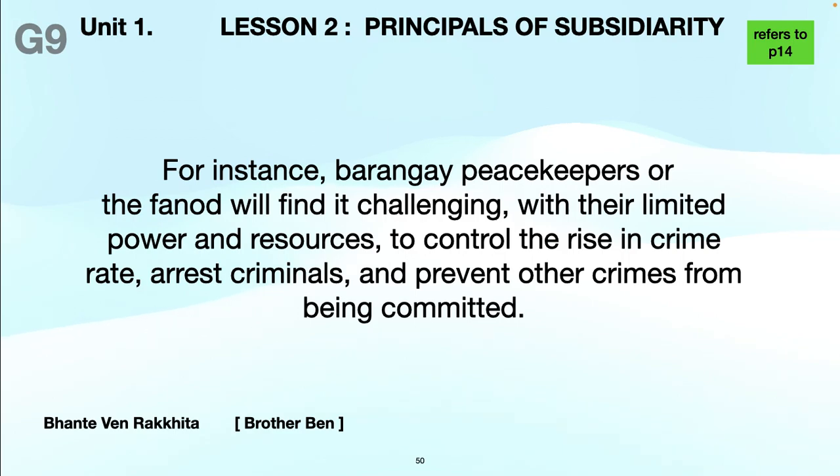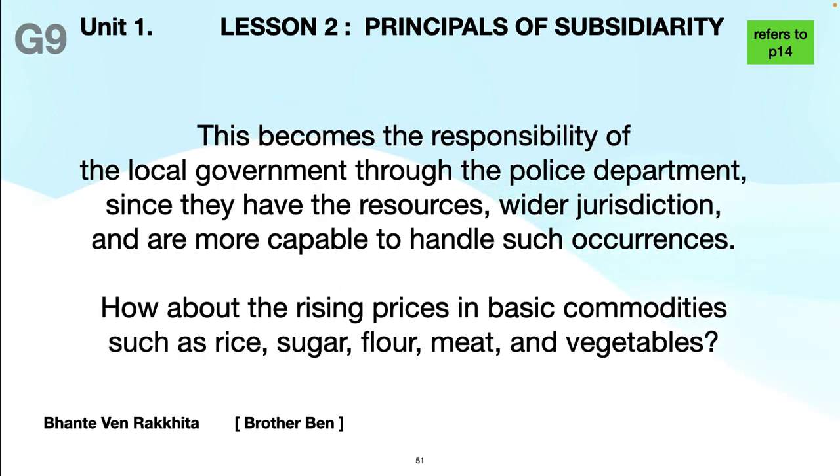For instance, barangay peacekeepers, or the FANOD, will find it challenging, with their limited power and resources, to control the rise in crime rate, arrest criminals, and prevent other crimes from being committed. This becomes the responsibility of the local government through the police department, since they have the resources, wider jurisdiction, and are more capable to handle such occurrences.